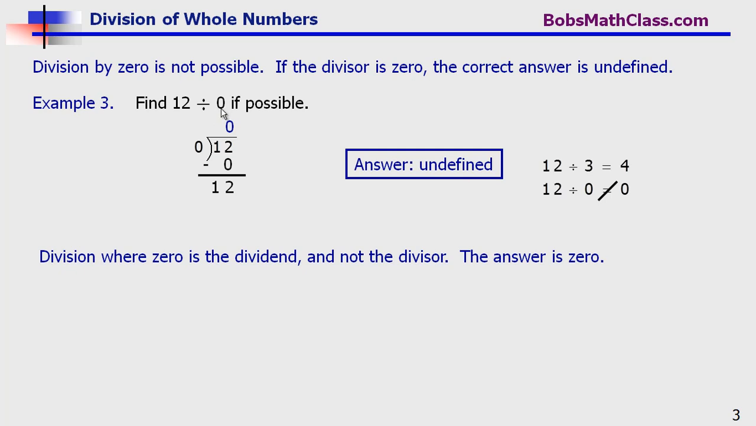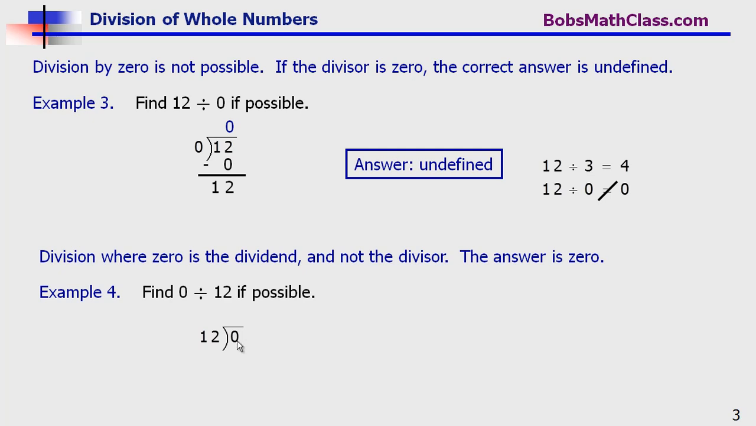Now let's talk about division where 0 is the dividend and not the divisor. In that case, the answer is 0. So 0 divided by 12. Remember, the second number is always written first. So 12 and a 0. 12 is the divisor.